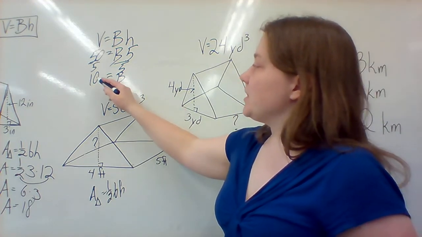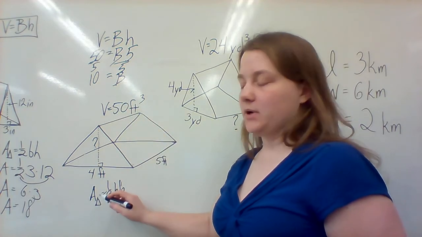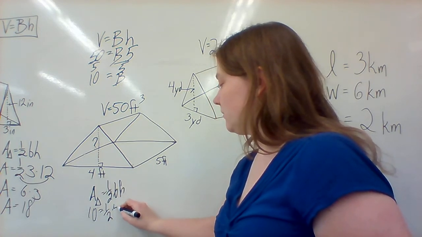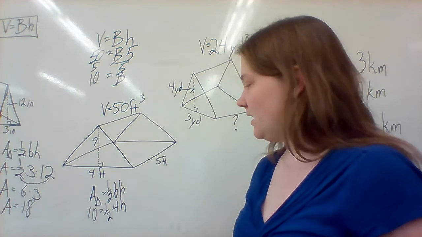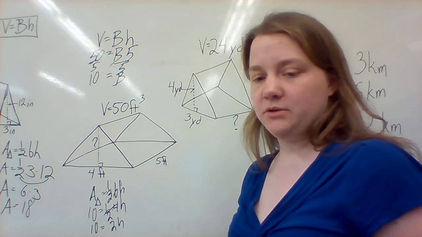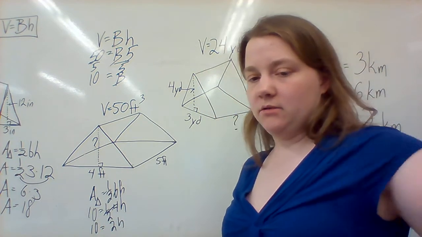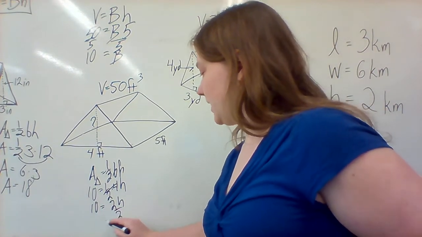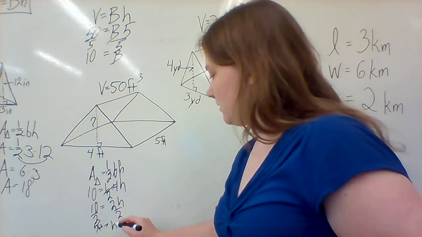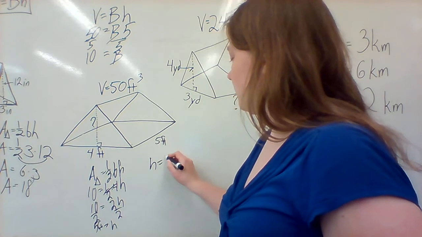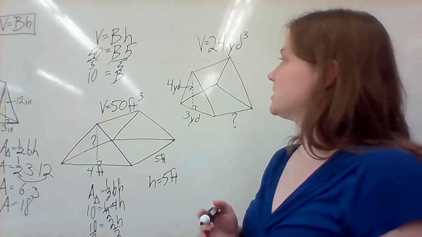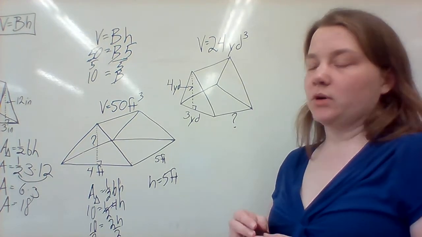So now I'm going to take that 10 and put it in for the area. And I'll have 10 equals half, I know the base is 4, times height. And I know that half of 4 is going to be 2. So I have 10 equals 2h. And I know that when I divide by 2 on both sides, my height is going to equal 5 feet. So that my height is 5 feet. And that's how you can solve a problem backwards. Let's go ahead and take a look at one more.